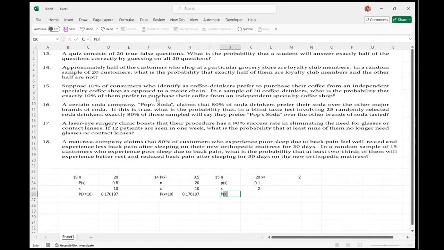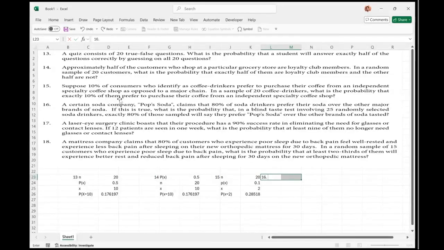What does it say? What is the probability that exactly 10%? So x equal to 2, shall I say, 10%. Now equal to binom.dist, and number is 2, comma, trial is 20, comma, probability 0.1, comma, it is exact, so I'm going to use false. So that will be your answer for question number 15. Now let me erase this portion. I'm going to go to question number 16 now.